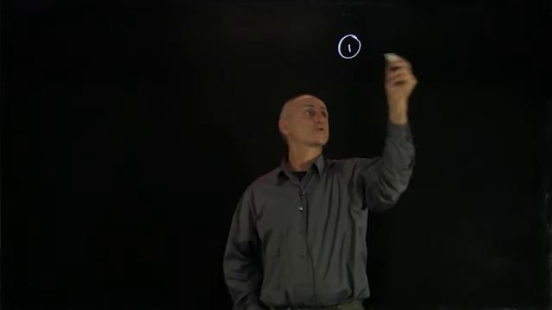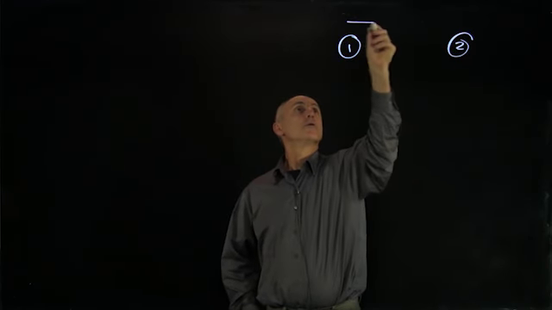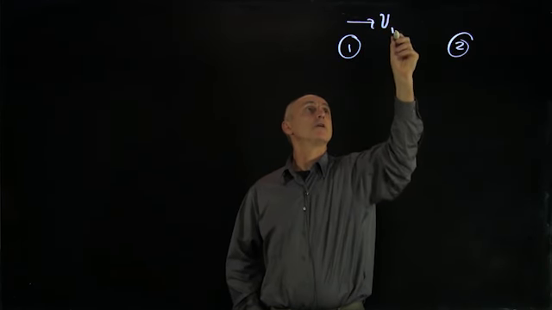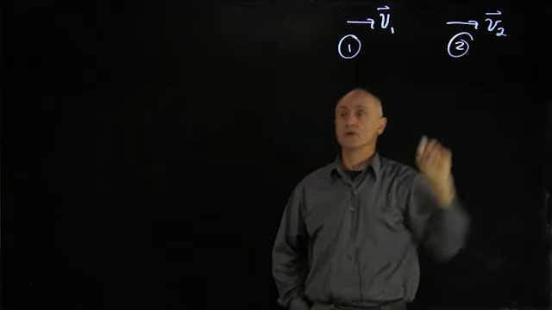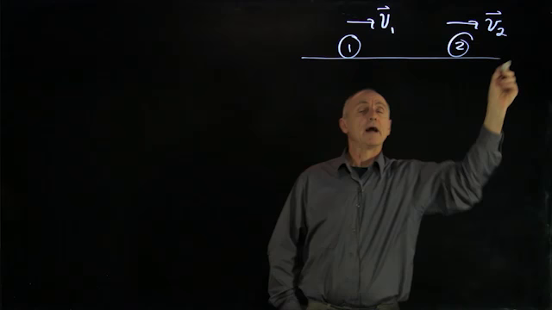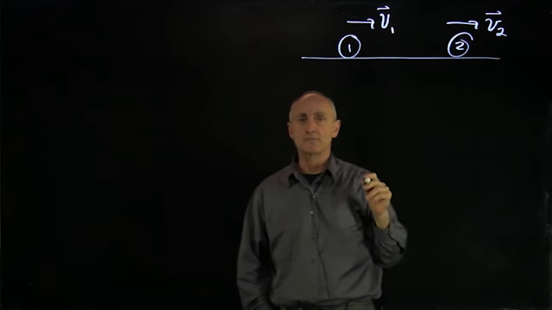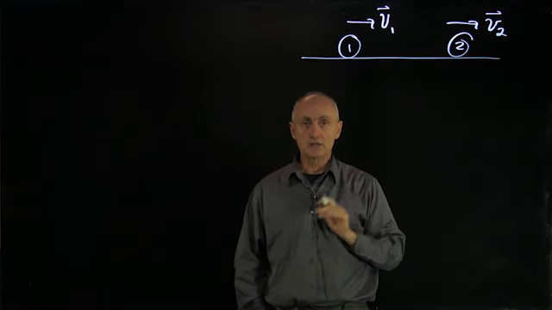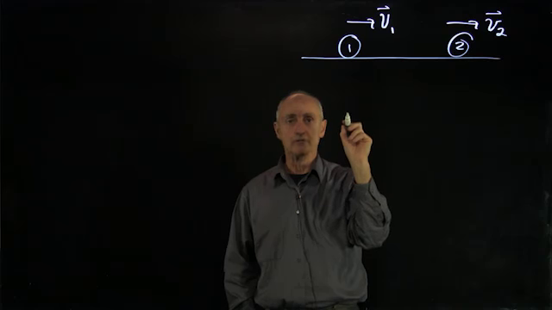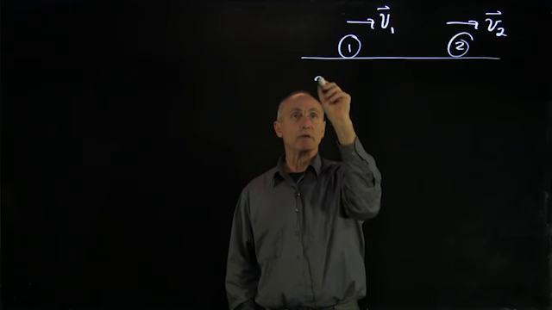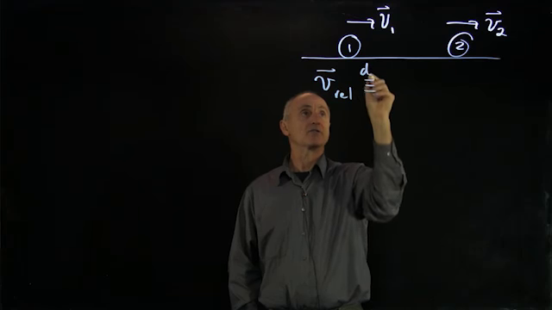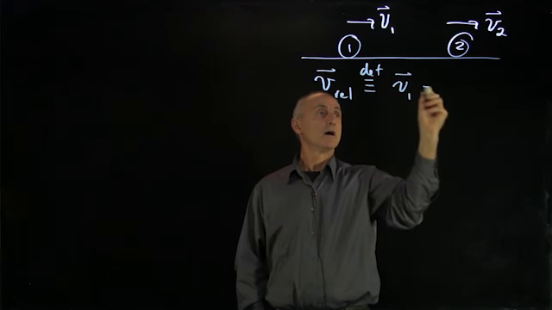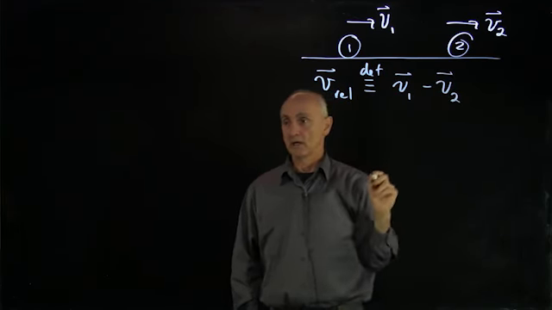For one-dimensional collisions, let's talk about two objects, object 1 and object 2, moving with velocity v1 and velocity v2. Let's say they're moving on the ground. Now, I'd like to introduce the concept of relative velocity, a concept that we experience all the time in our lives, but let's see what it actually means. So v relative, I'm going to define to be the velocity of 1 minus the velocity of 2.